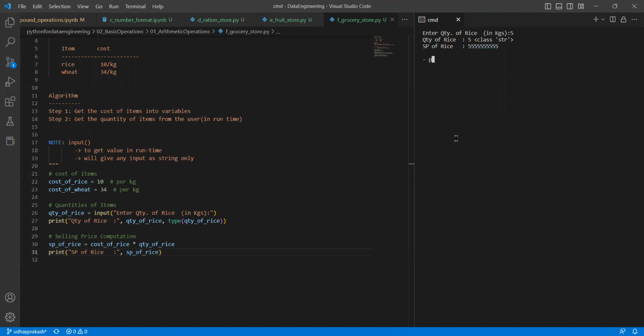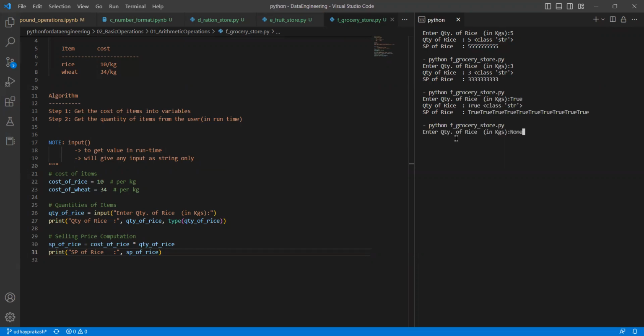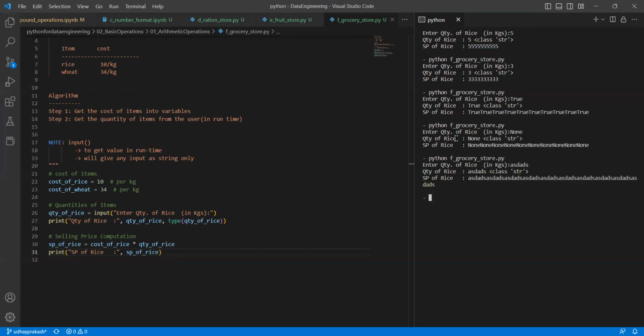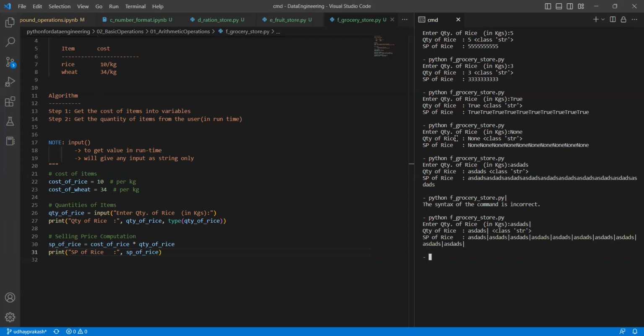Selling price? Do you expect this much price? Let me try again, one more example. Python space F so and so. If I say 3 right now, whatever I give, it is telling like this. It doesn't matter what you give. If I give true, if I give none, whatever garbage I give, it will take it, and it is repeating the same thing that many number of times. Did you see? Something like repetition, right?